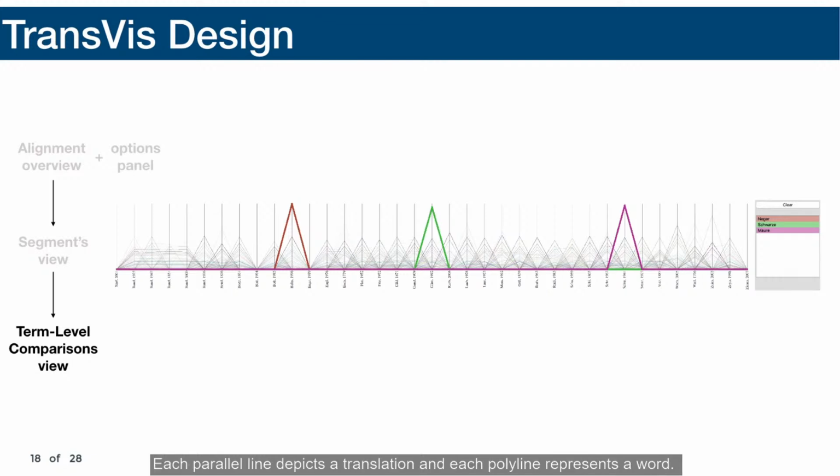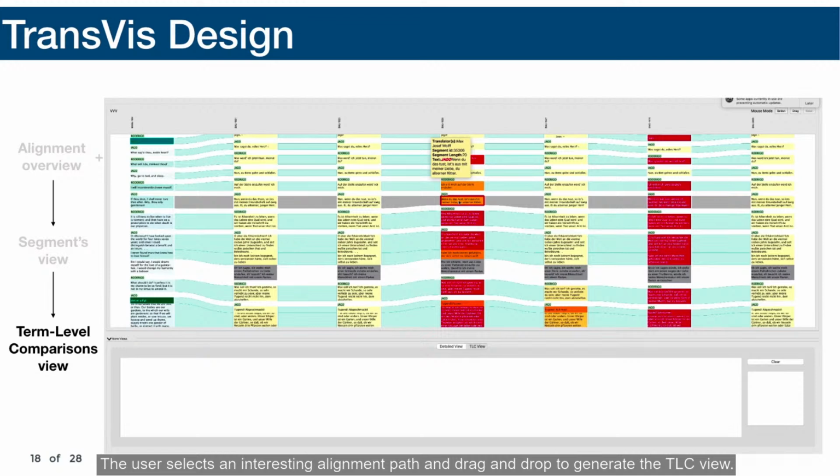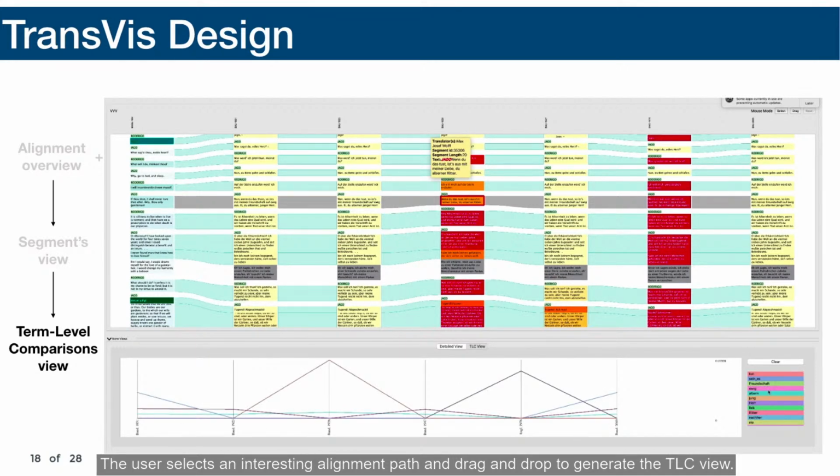Each parallel line depicts a translation, and each polyline represents a word. The word value for each translation indicates the term weighting that contributed to eddy analysis. The Tlc View incorporates a word list accompanying the timeline graph. The user selects an interesting alignment path and drags and drops to generate the Tlc View.